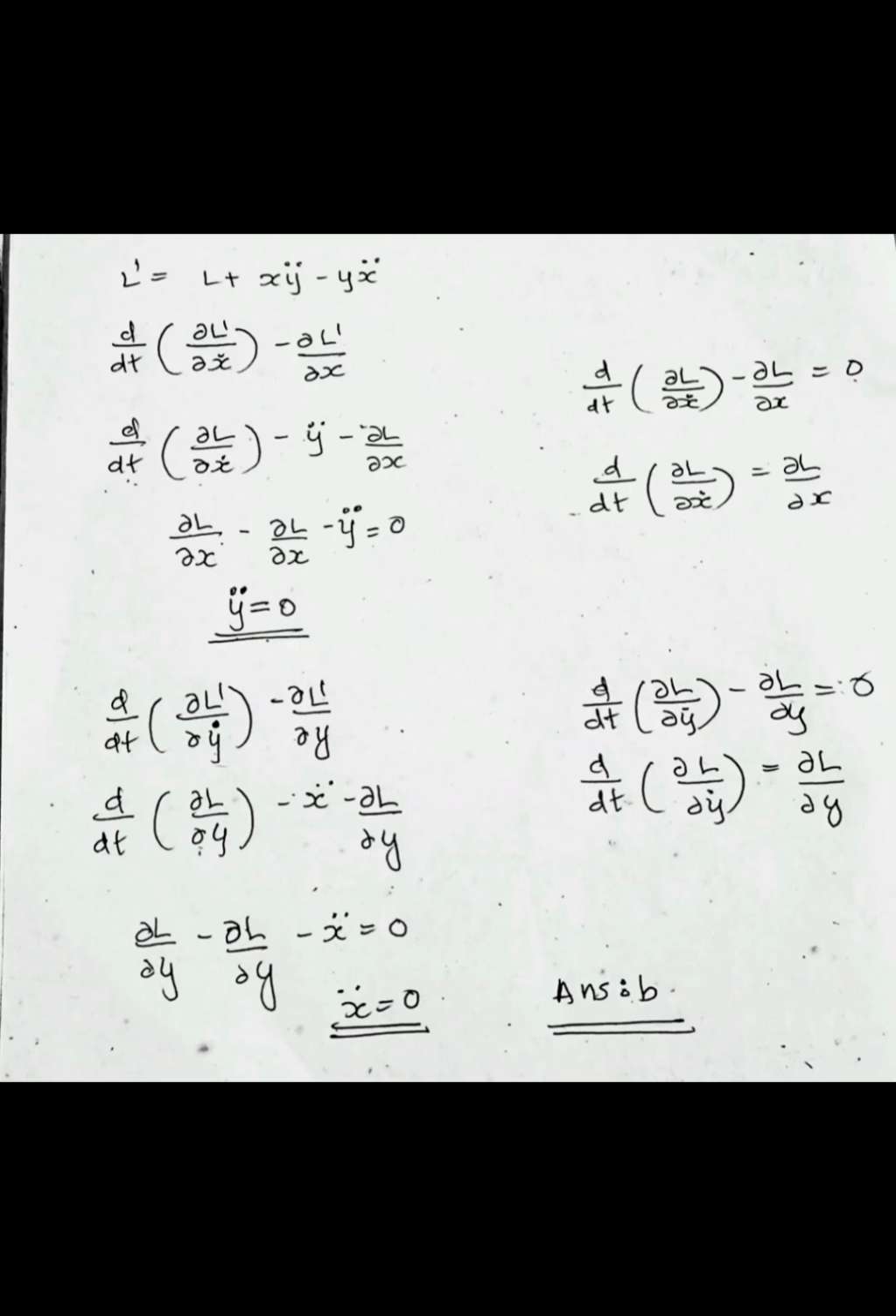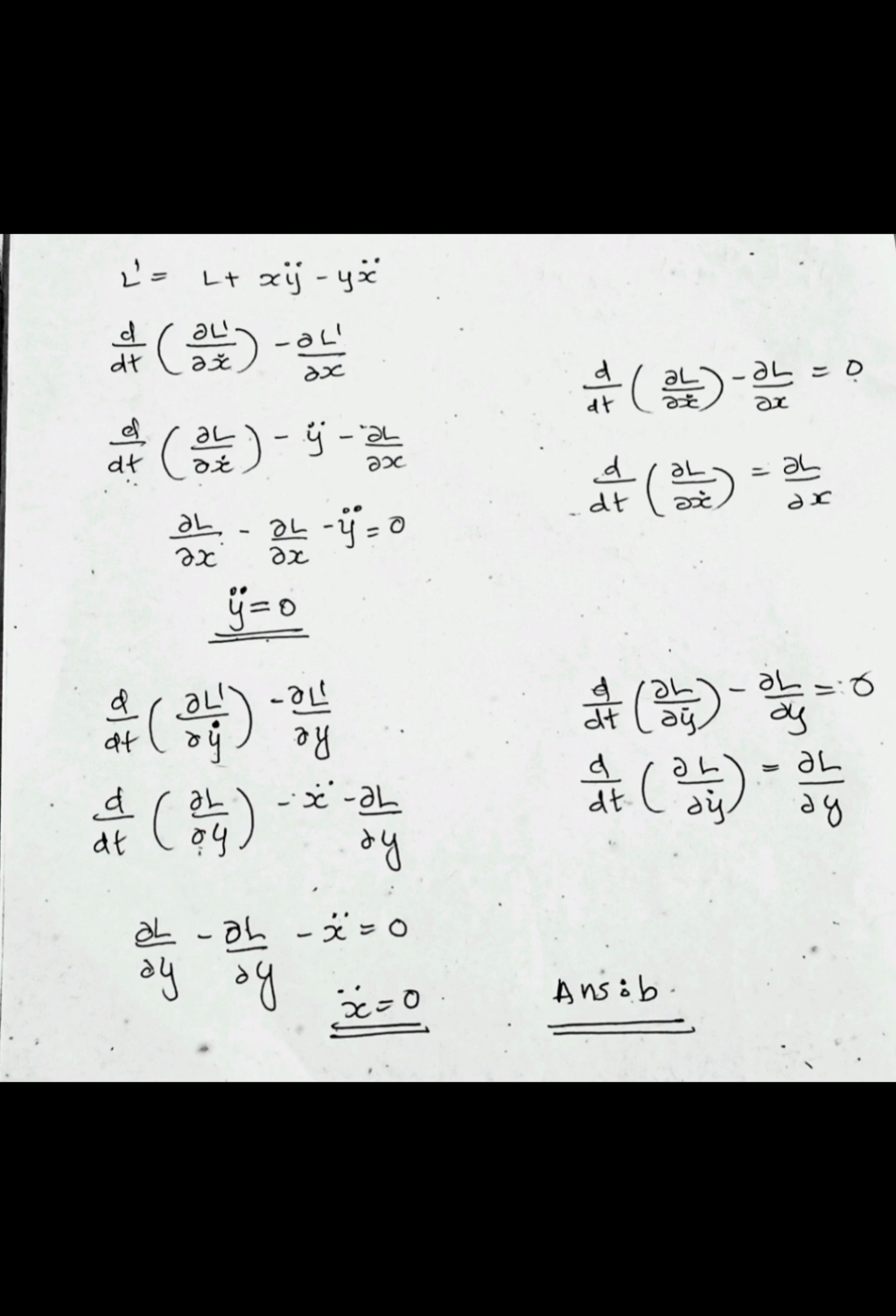This can also be written in terms of y, that is d by dt of dou L dash by dou y dot minus dou L dash by dou y is equal to 0. So this can be written as d by dt of dou L by dou y dot minus x double dot minus dou L by dou y. And we know that d by dt of dou L by dou y dot minus dou L by dou y is equal to 0, that is d by dt of dou L by dou y dot is equal to dou L by dou y. That is dou L by dou y minus dou L by dou y minus x double dot is equal to 0. That is x double dot is equal to 0.